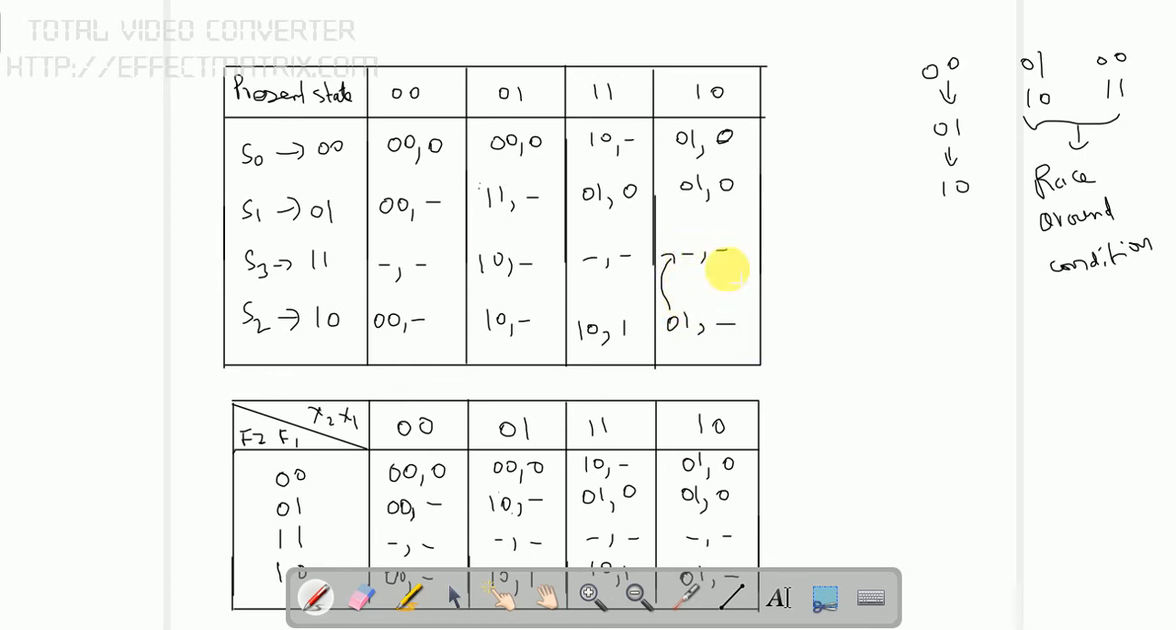If we have two don't care conditions, the output will stay in the same state. So I'm going to rewrite this as 1 1, and here it has 0 1.